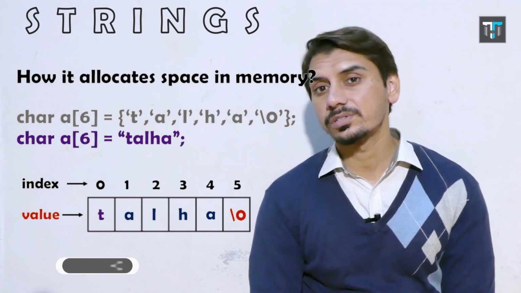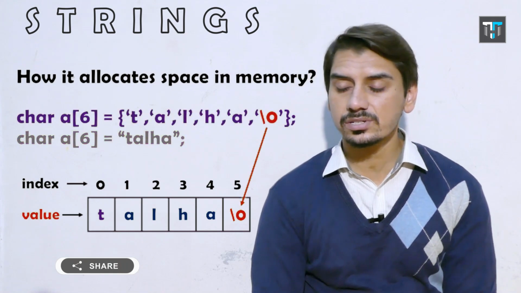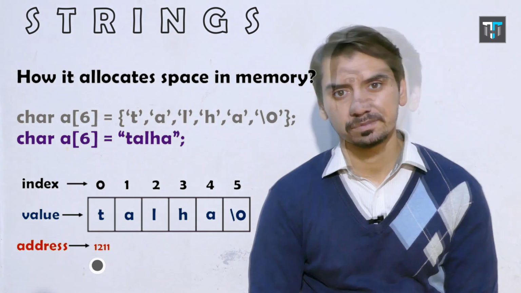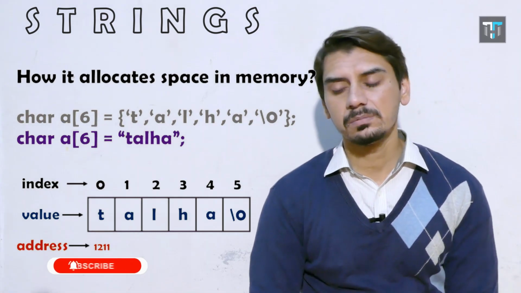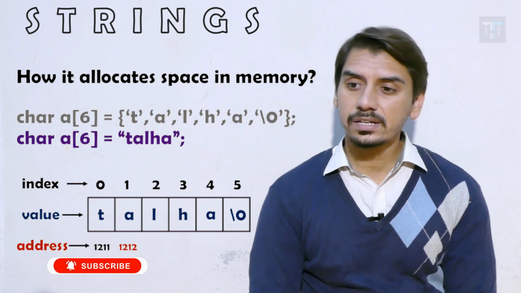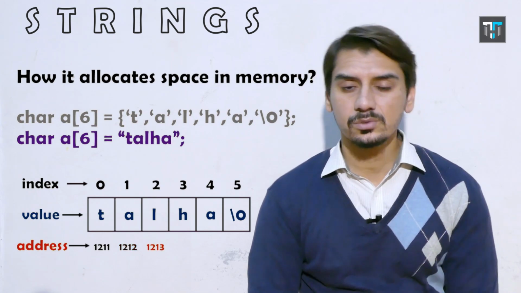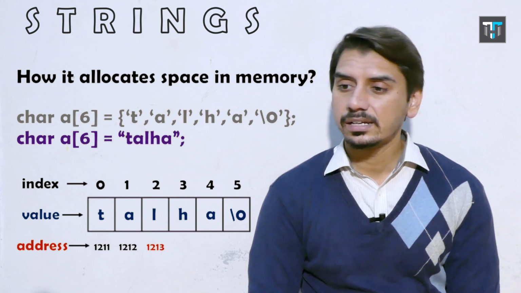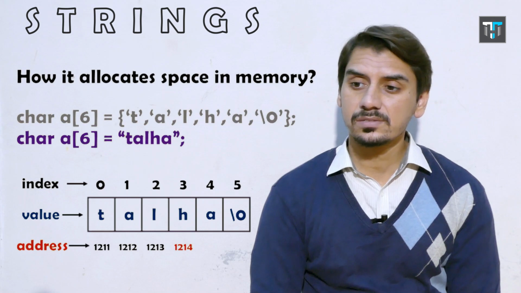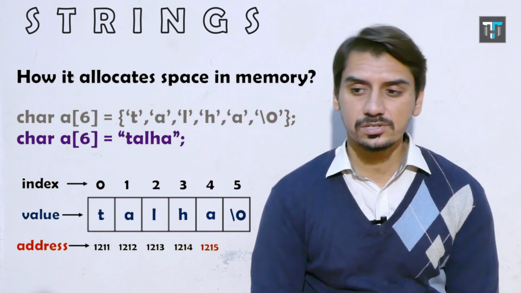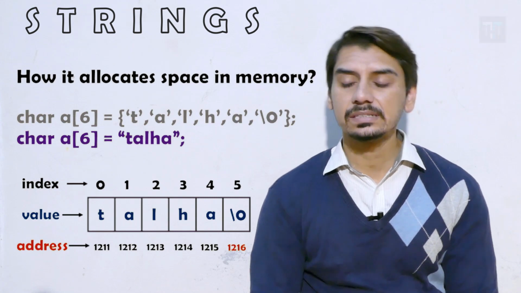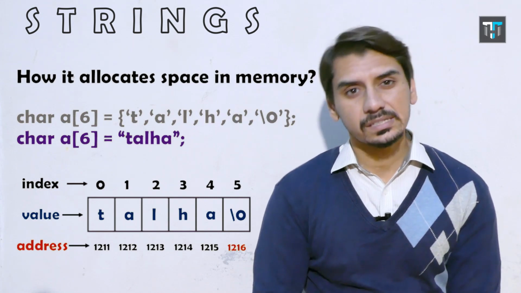And if we are talking about the addresses of these locations, suppose the first character has the address 1211, so the next A will be placed on location 1212, and after that L will be placed on location 1213, and the next location is 1214, and the next location is 1215, and the next location is 1216. Okay, so this is the memory structure of a string.